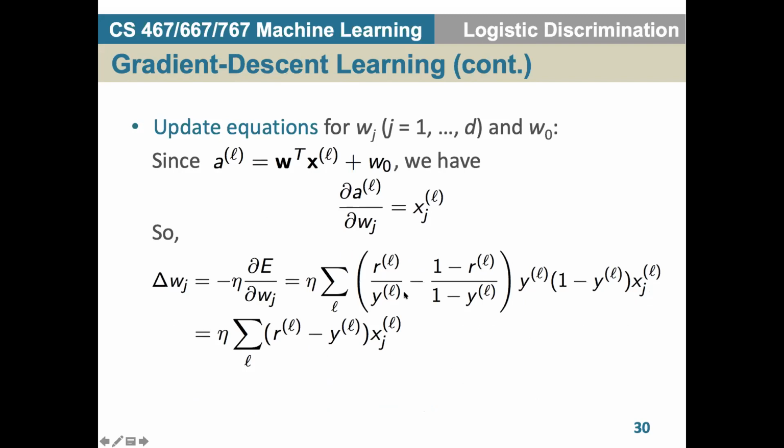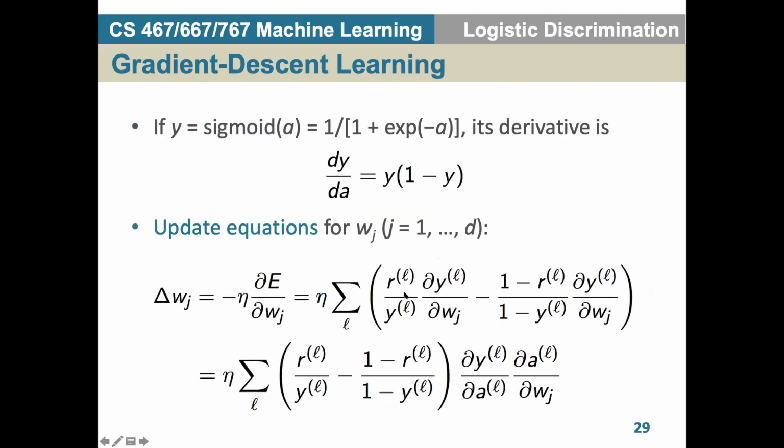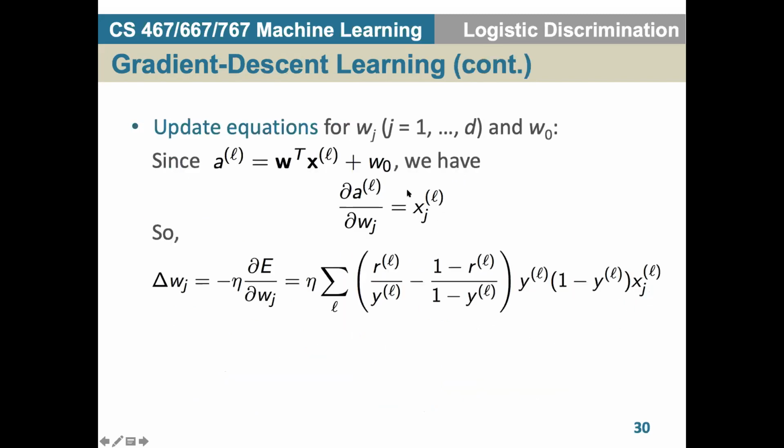The second part is y, what is y? Y is a sigmoid function of a, so when you take the derivative of y, you have y times (1 minus y). And finally, a, what is a? A is a linear function. So if this is wj times xj, the other terms have no relevance to wj. When you take the derivative with respect to wj, you only have xj. So these are 3 parts.